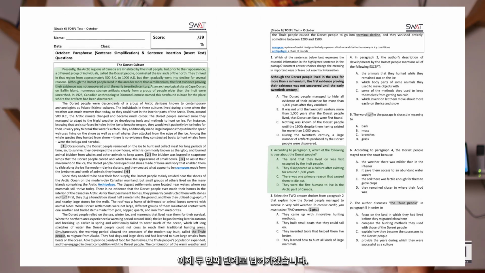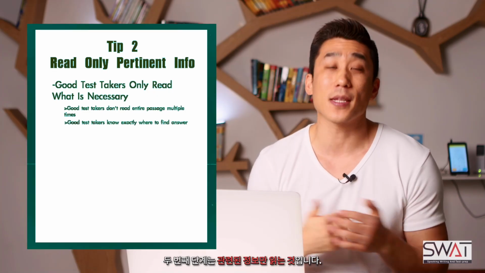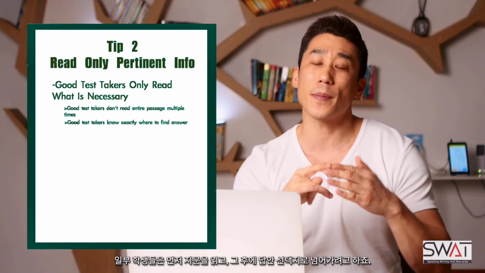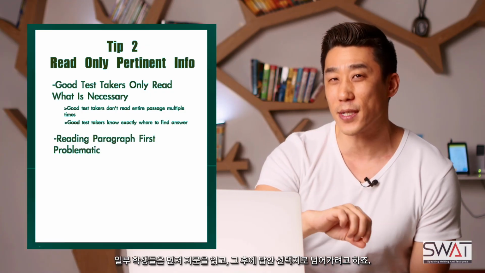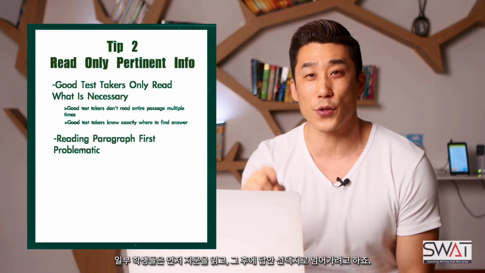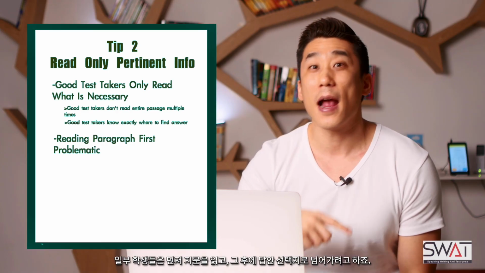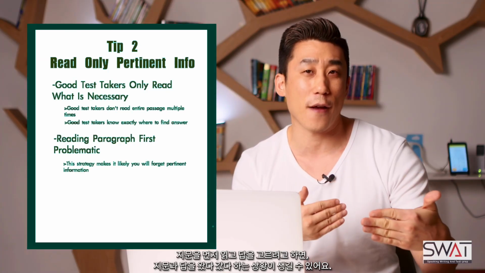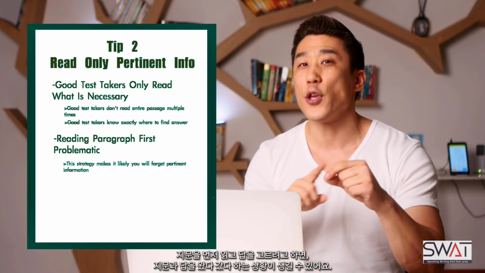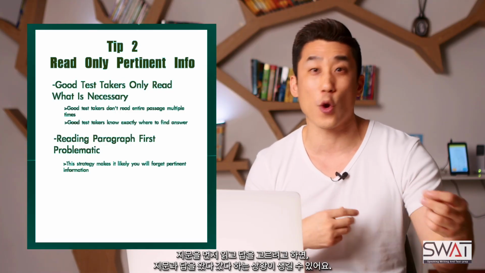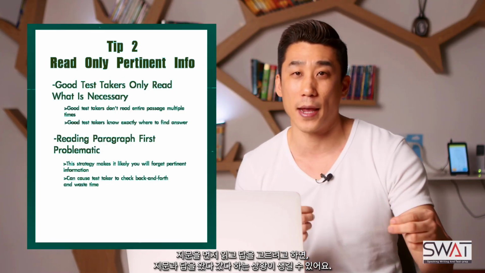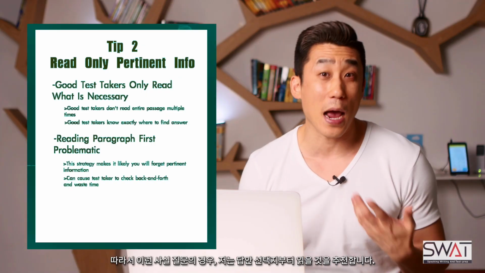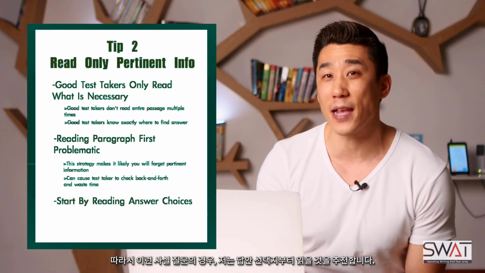Let's move on to step number 2. Step number 2 means reading only the pertinent information. What I mean by that is some kids might read the paragraph first and then refer to their answer choices. But the problem with that is you're going to forget some of the information. If you read the paragraph first and then go to your answer choices, you might find yourself going back and forth from paragraph to answers, from paragraph to answers. We don't want that. So for a fact question like this, I would suggest starting with the answer choices.